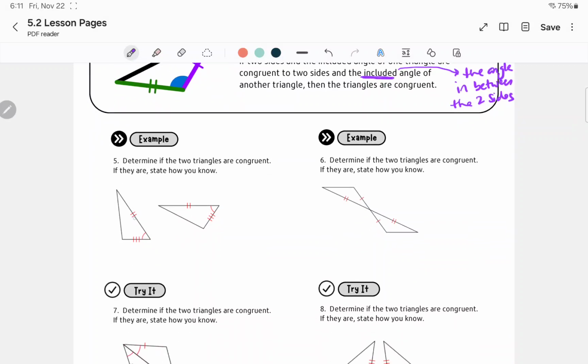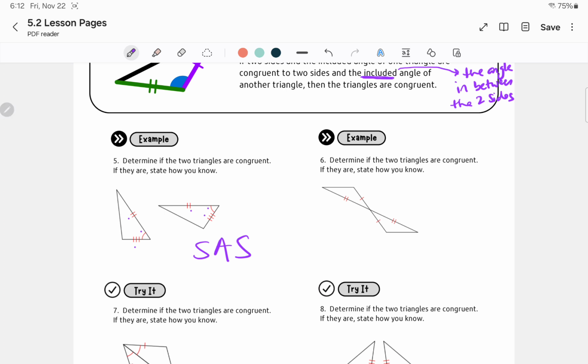So I have 2 sides with the 2 tick marks. Okay, those are congruent. Then I have the sides with the 3 tick marks. Those are congruent. And then I have a swoop, right? 1 swoop shows that those are congruent. So look, I have a side, an angle, and a side, right? 2 sides and the angle in between on both of these. A side, an angle, and a side. The 2 sides with the angle in between. So I can say, yes, they are congruent by SAS, or side, angle, side.